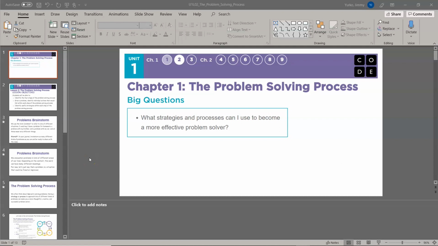Hello, ladies and gentlemen. Today we're going to be working through chapter one, the problem-solving process. In this activity, our big questions are: what strategies and processes can I use to become a more effective problem solver?